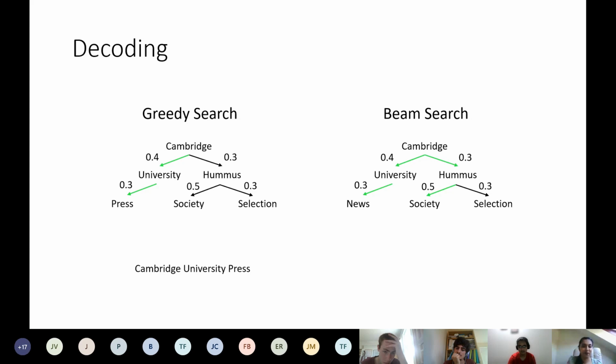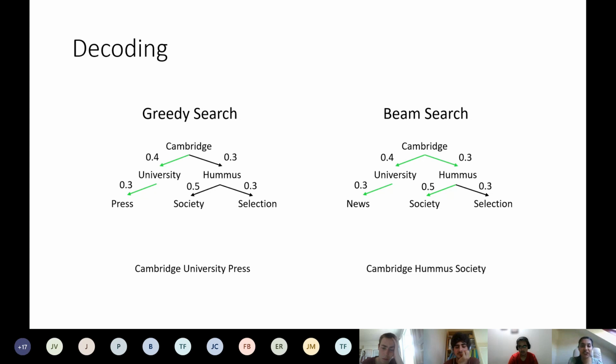Anyway, you'd end up with a phrase, either Cambridge University Press, or you'd end up with the two phrases here, and you'd see which one is the highest valued, and you'd say, oh, it's Cambridge Hummus Society. That's the phrase that was more likely than the Cambridge University Press phrase in your situation.